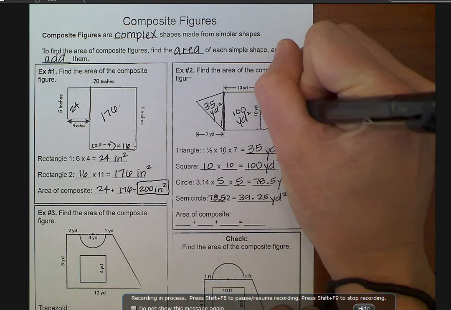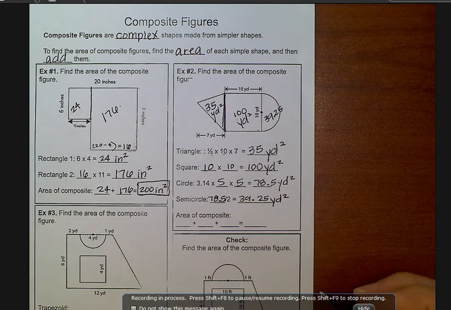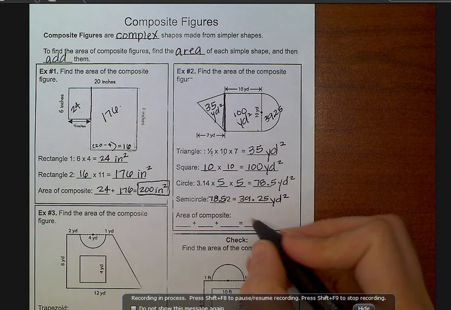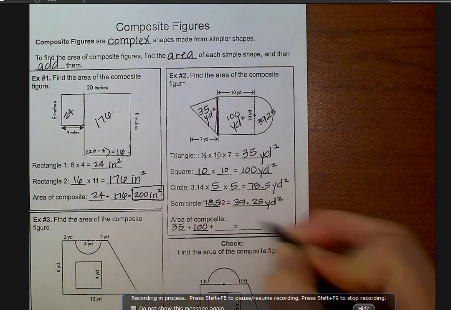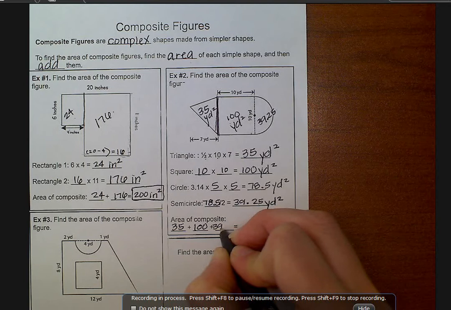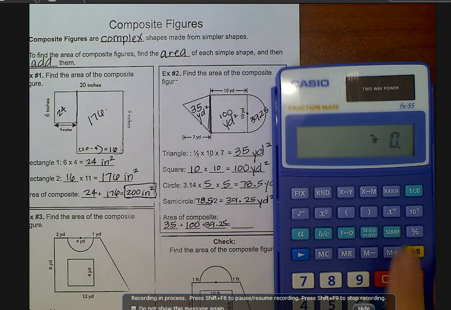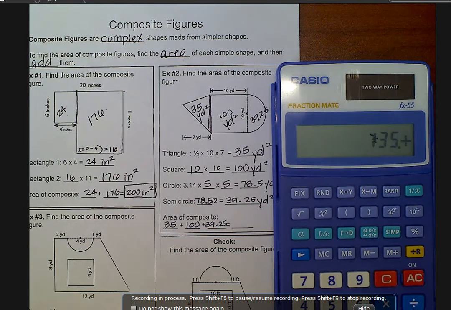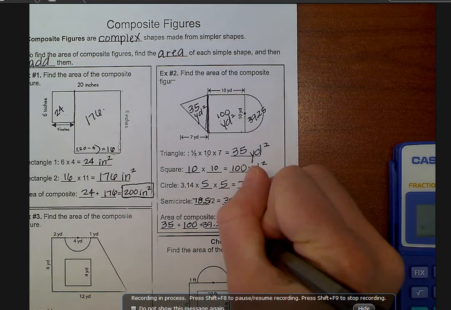39.25. So you see, by filling all of these in, I make sure that I don't end up with any overlap. Now I can add the area of my triangle, my square, and the semicircle in my handy dandy calculators. 135 plus 39.25 to get 174.25.